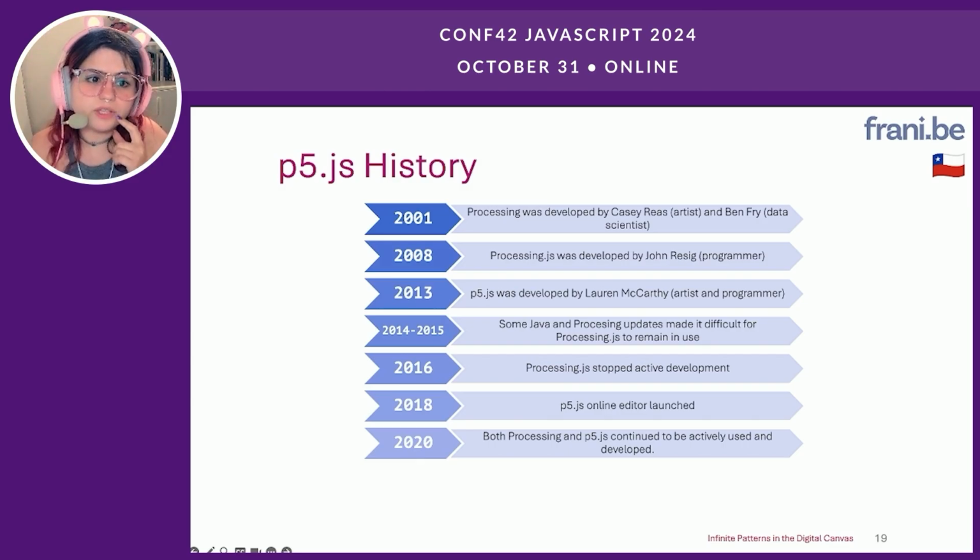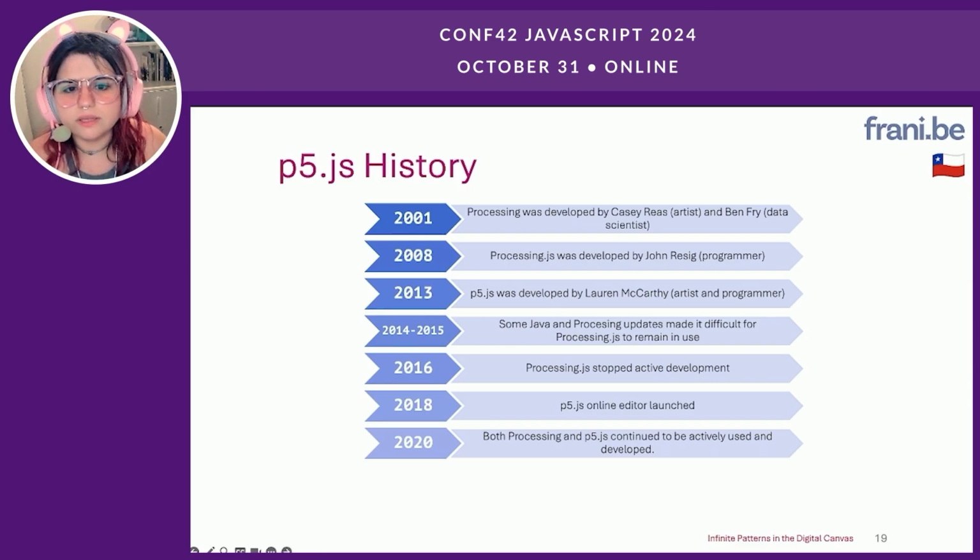Processing.js stopped active development in 2016. The community and developers recognized that p5.js was a more viable option for web-based visual programming. p5.js provides a more modern and versatile platform, prompting the focus to shift entirely towards its development and support.